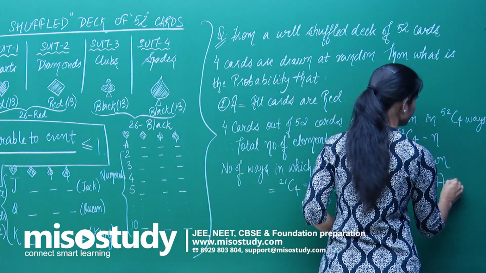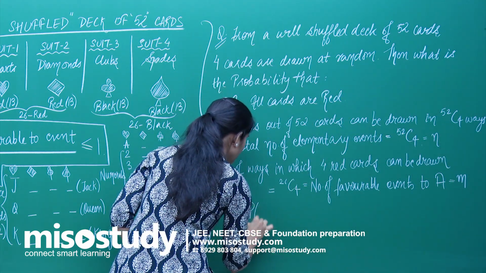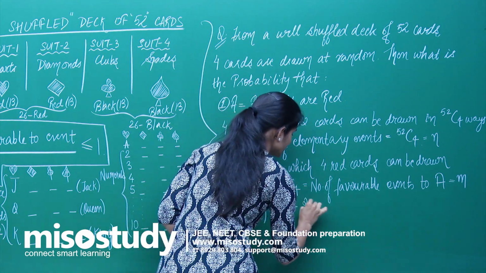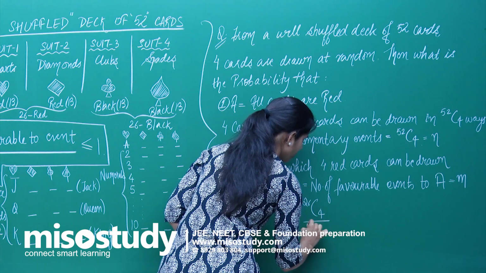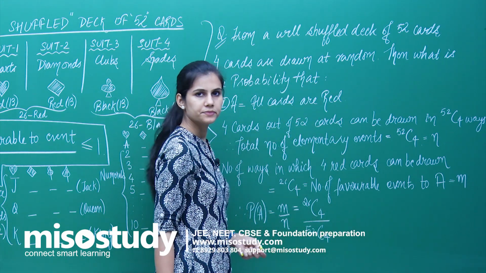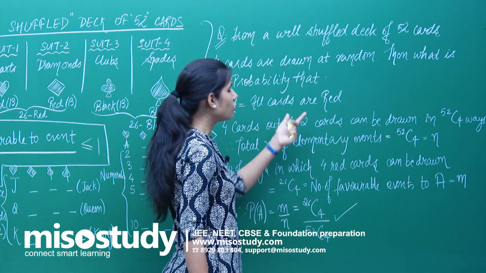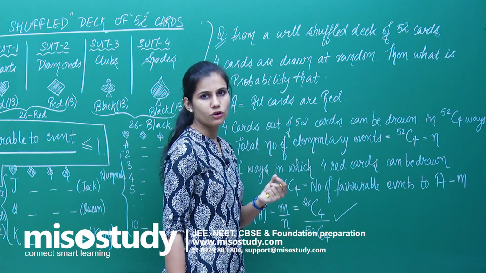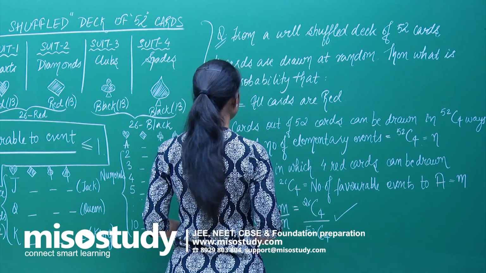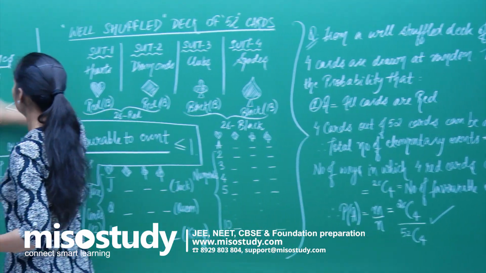This is my m, and therefore the probability of occurrence of event A is m upon n, which is 26C4 upon 52C4. Clear? And this is the probability of the occurrence of event A, that all the 4 cards drawn from the deck of 52 cards are red. Clear? After this, let us talk about another case.